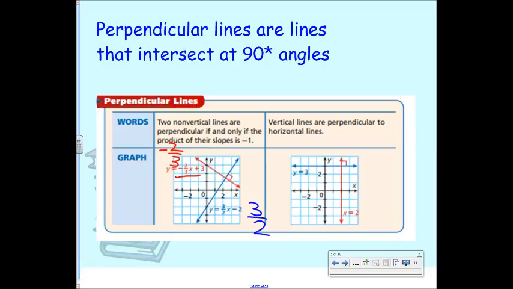Except if they are vertical or horizontal. Vertical and horizontal lines are always perpendicular. So y equals 3 and x equals 2, those would be perpendicular. All right? Y equals, x equals, that means it's perpendicular, because if it's just a y equals and it's just an x equals, that means one is vertical and one is horizontal.